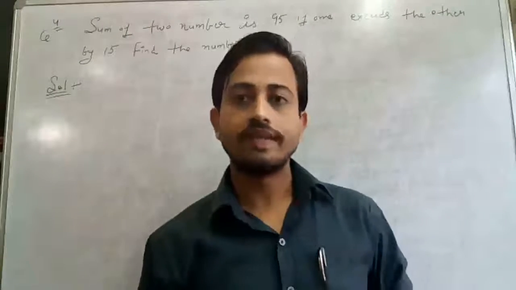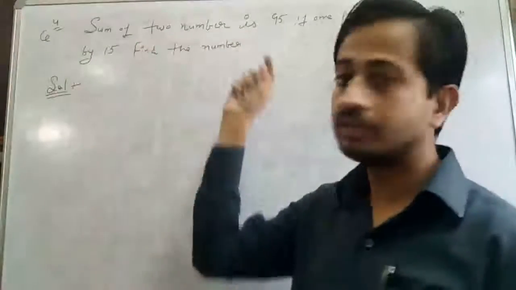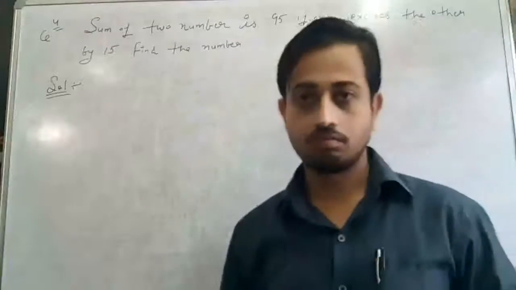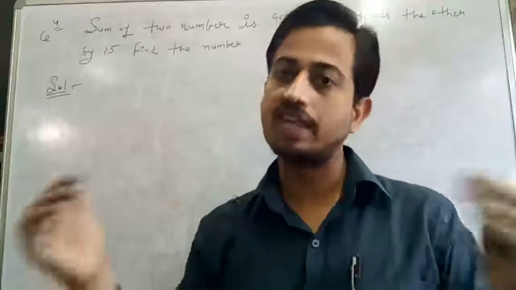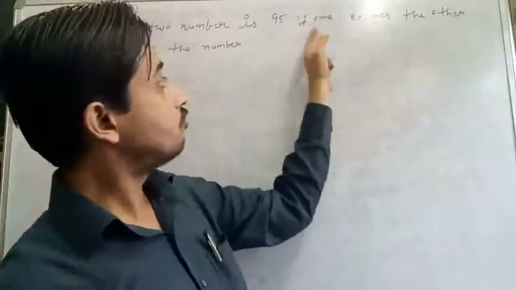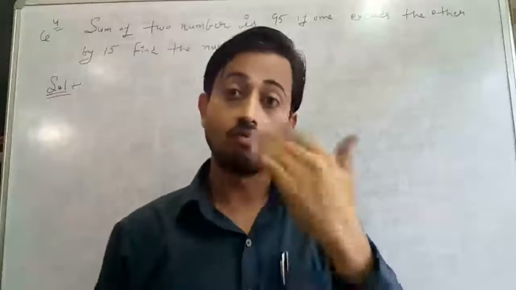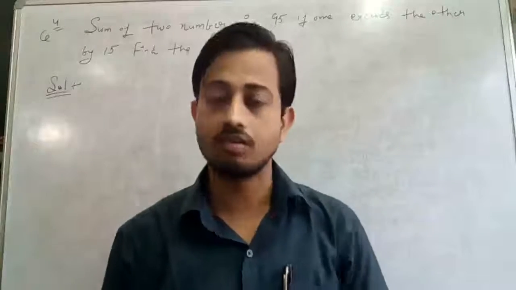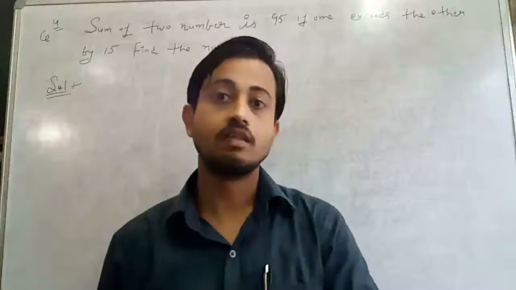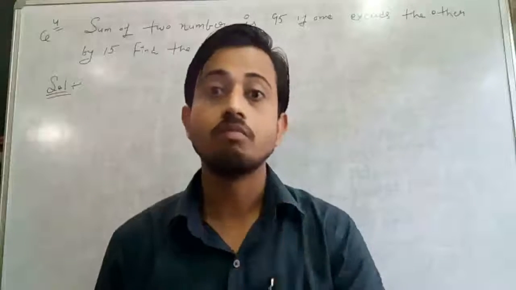So let's take our next question. Sum of two numbers, it means we have to add two numbers, is 95. It means we have two numbers and if we add them, we get a total of 95. One exceeds the other. It means we have been given a condition, one number exceeds the other.